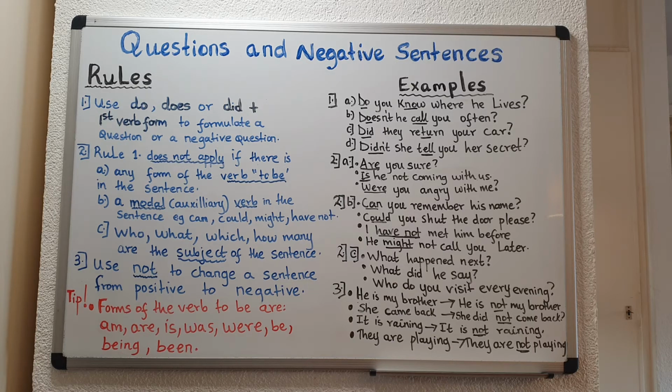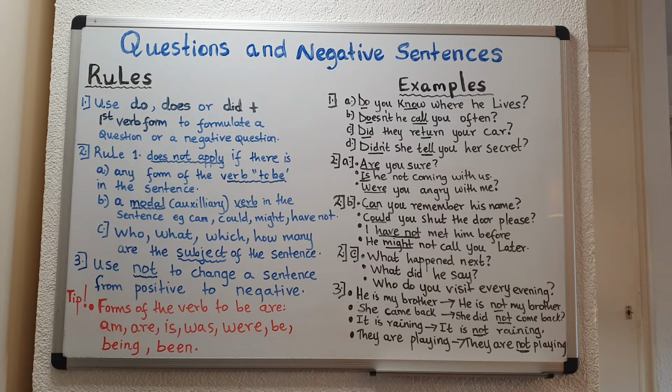Then you have D. Example 1, D. Didn't she tell you her secret? Now that is a negative question. Didn't she tell you her secret? A positive one would be, did she tell you her secret?